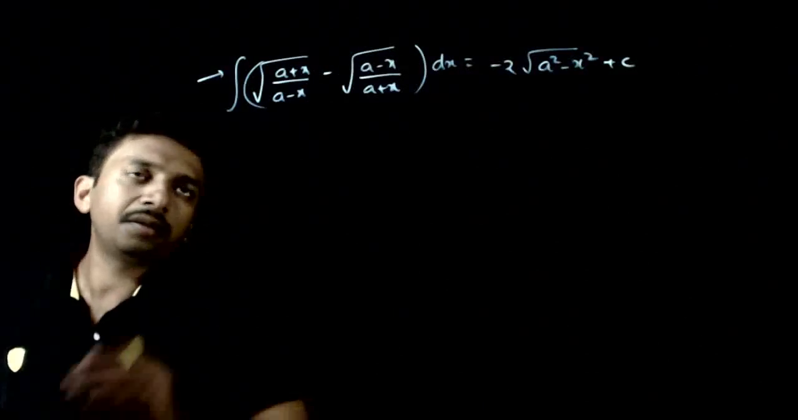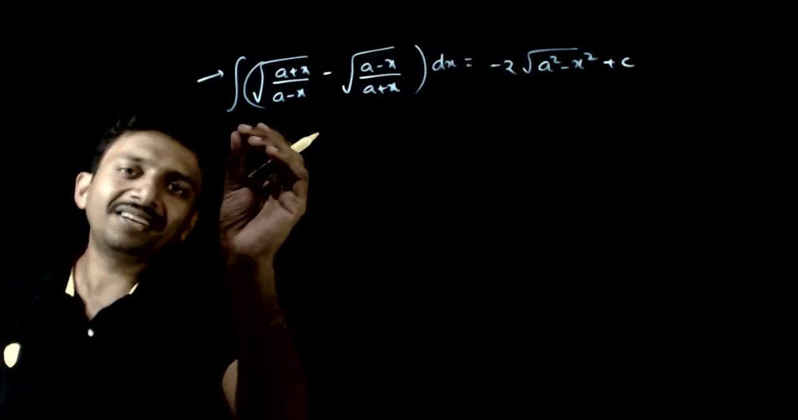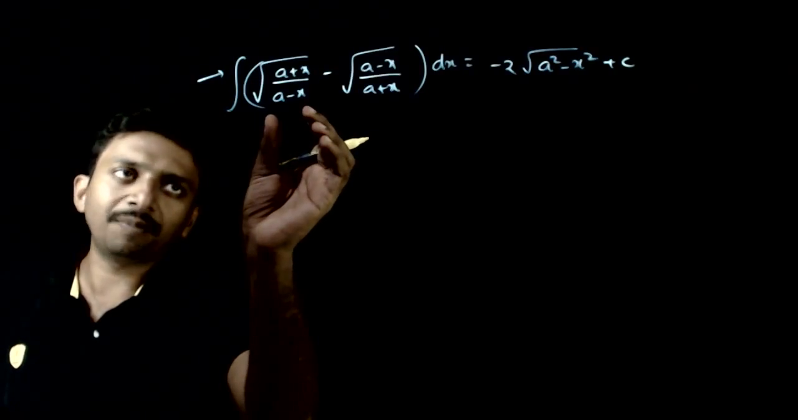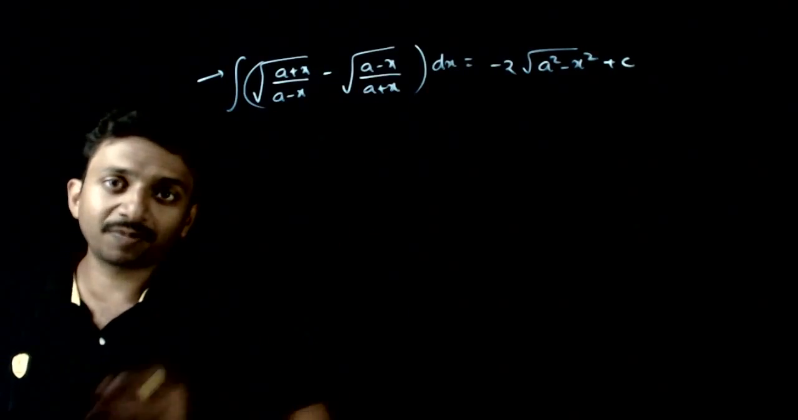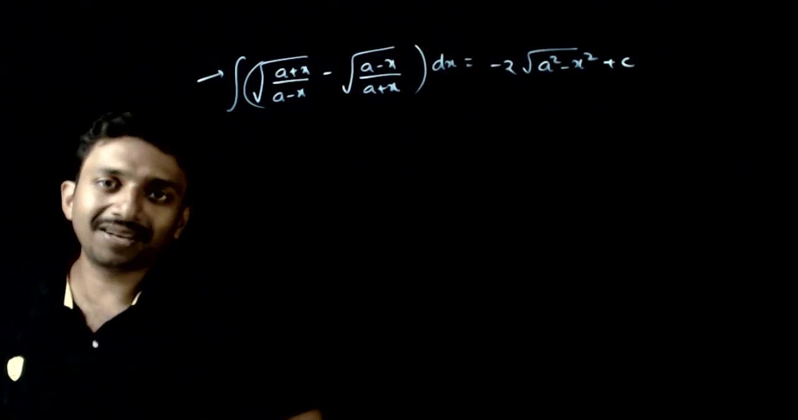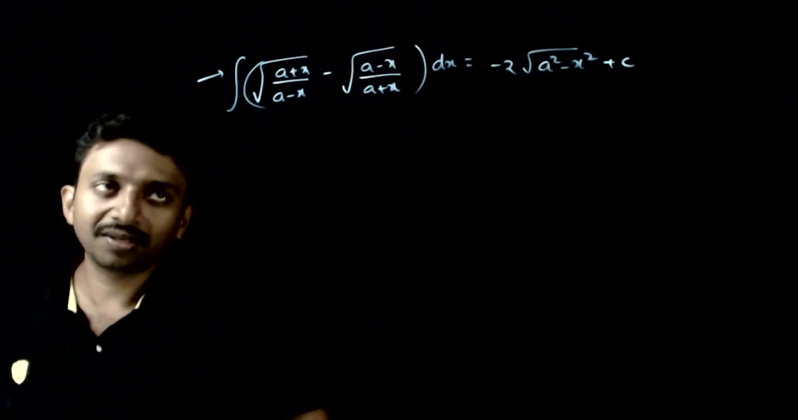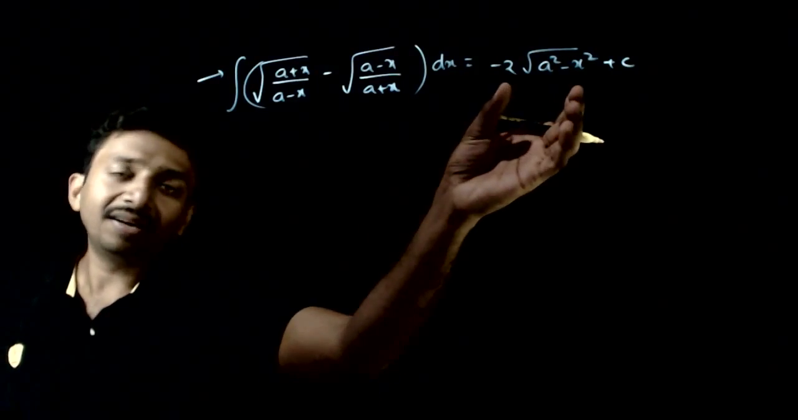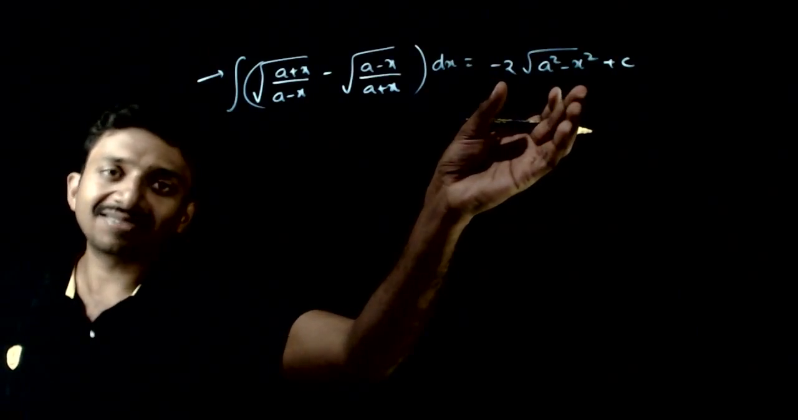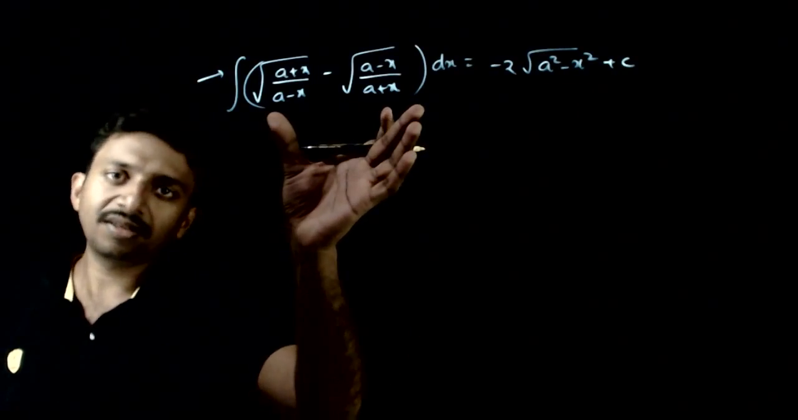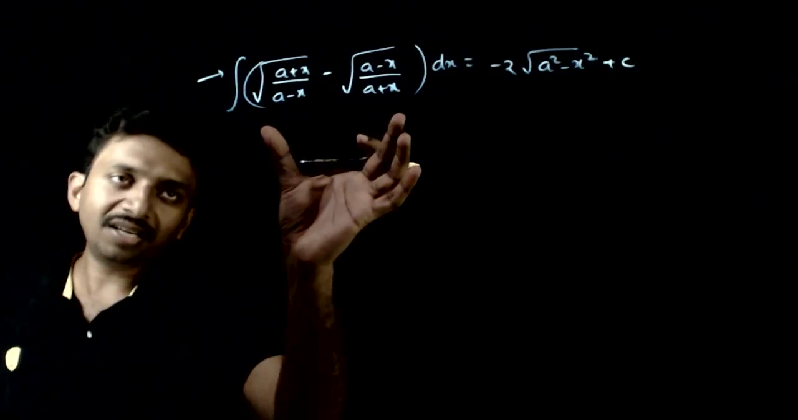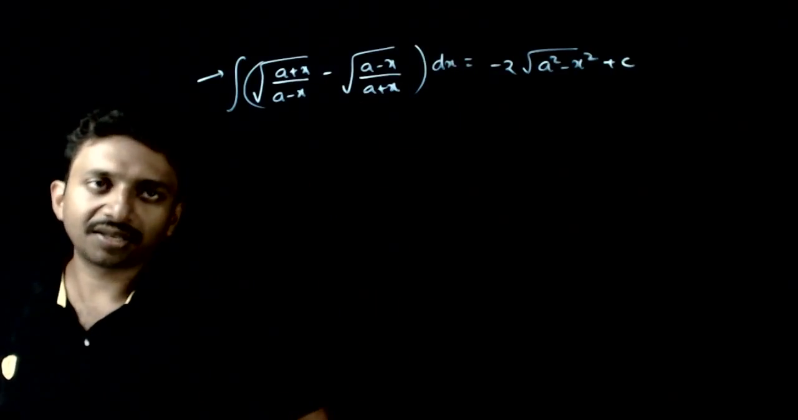So finally, you're asked to check whether integration of root of a plus x by a minus x minus root of a minus x by a plus x dx is equal to minus 2 root a square minus x square. So again, I'll differentiate this side. If it is exactly equal to this, then the integration of this will be equal to the other side.